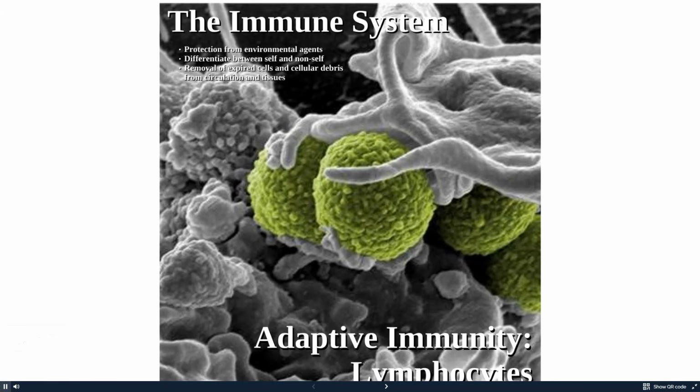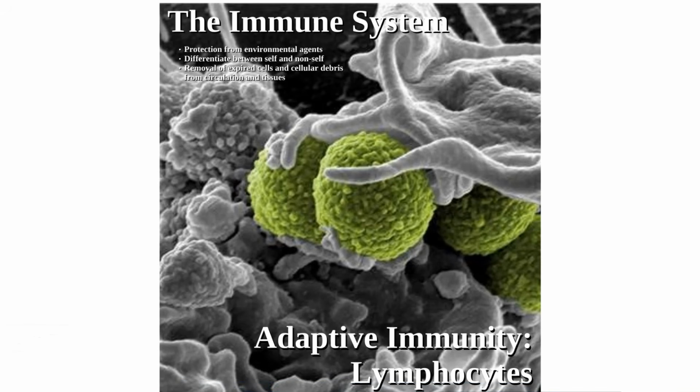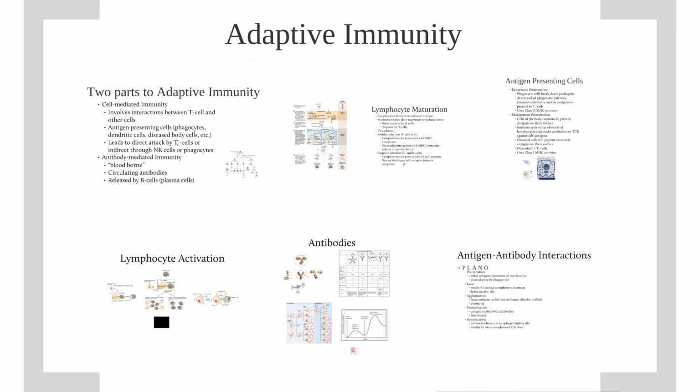For this section of the immune system chapter, we're going to consider adaptive immunity and focus on the lymphocytes. In addition to innate immunity, there's also adaptive immunity. The two together, of course, make up the immune response in its entirety, but the adaptive component is how we respond to specific threats, how we adapt to the environment around us.